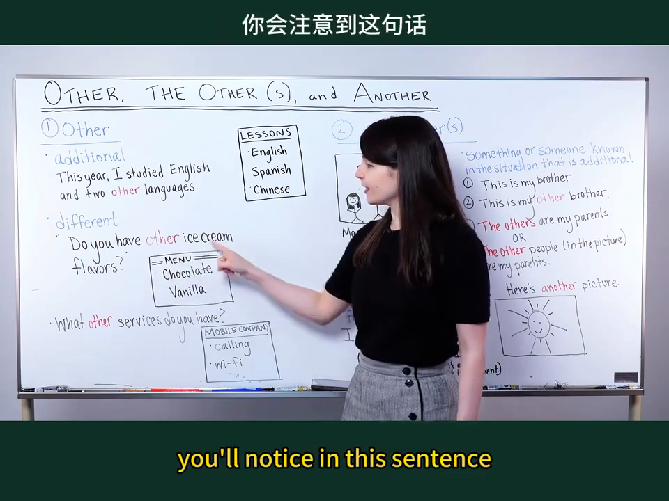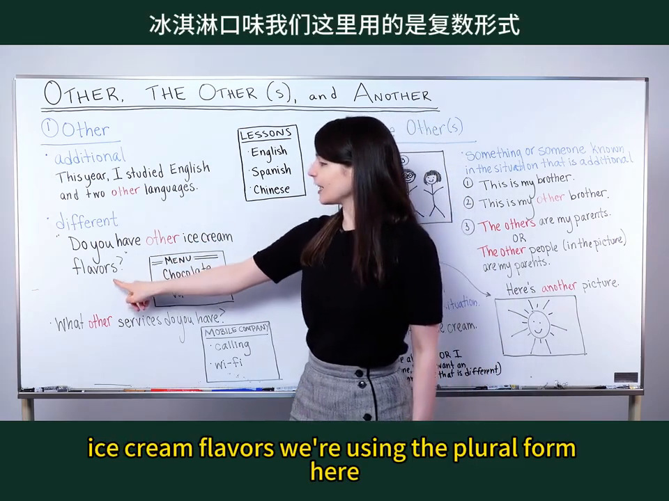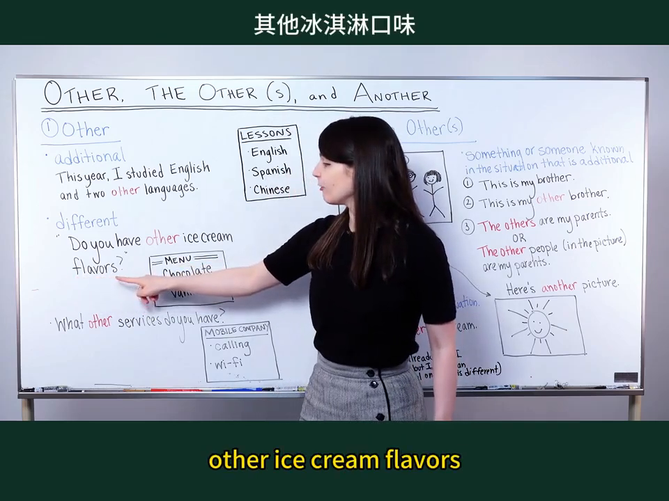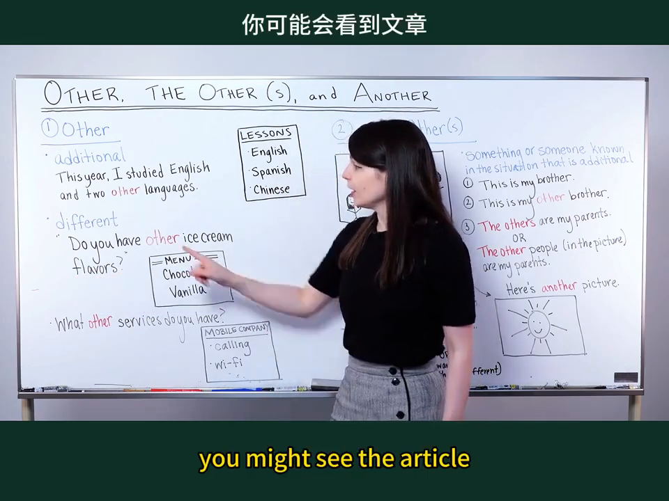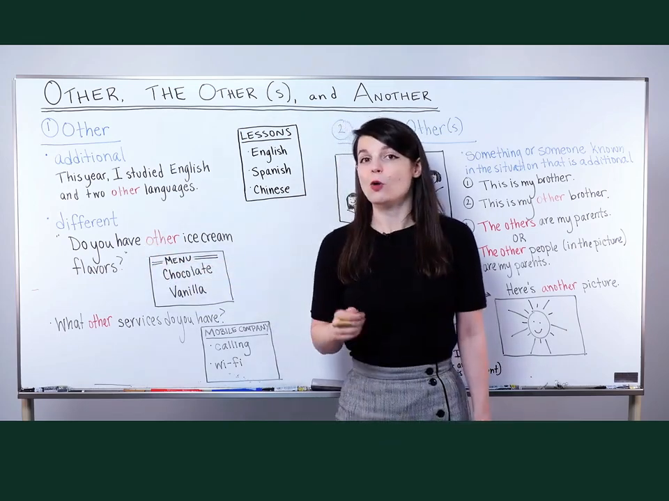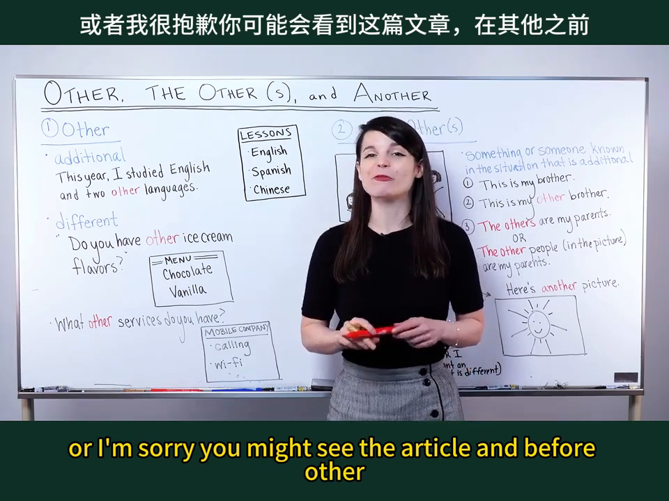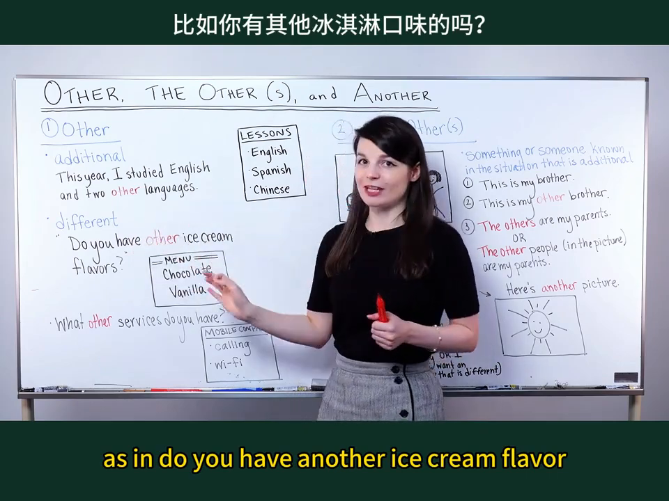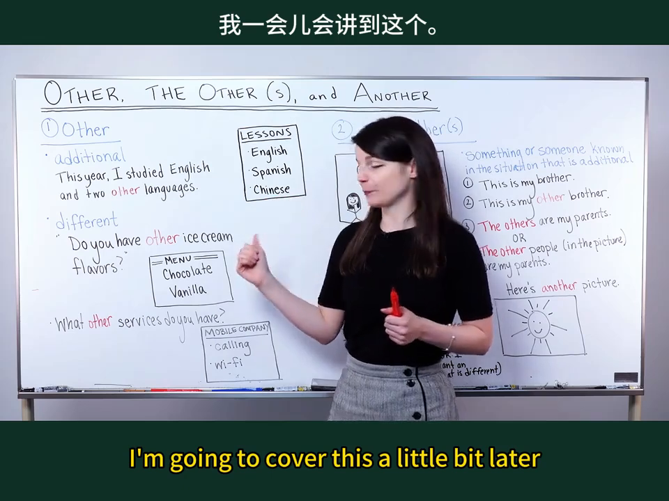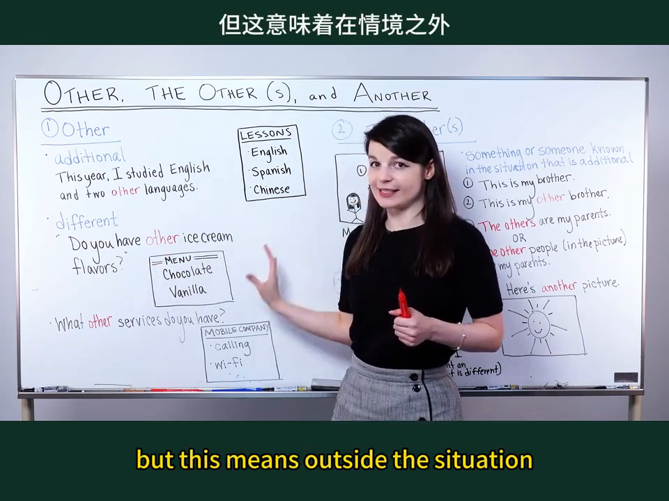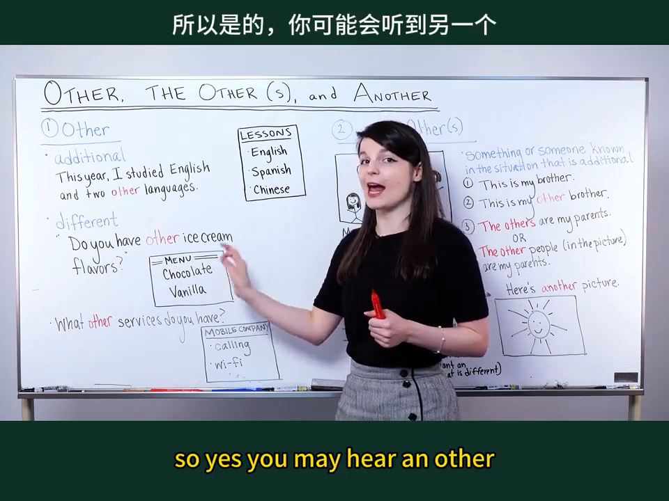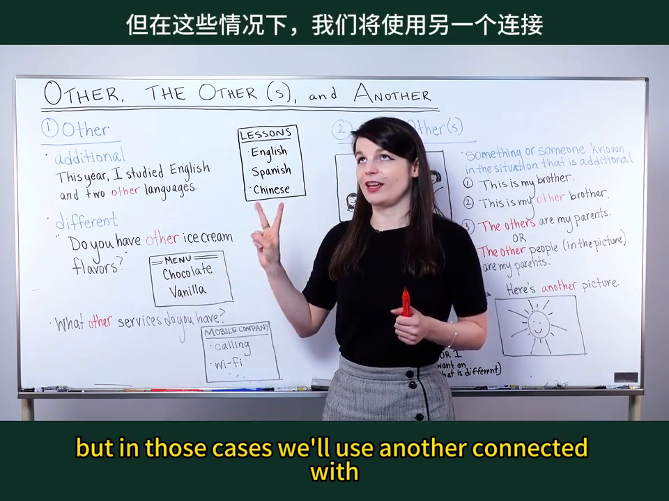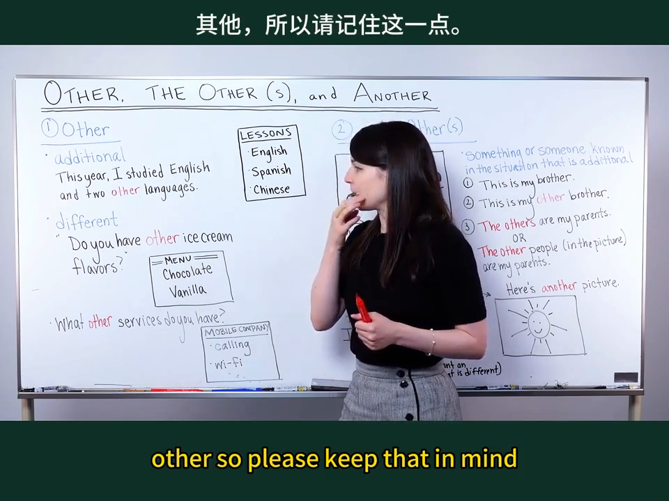You'll notice in this sentence, other ice cream flavors, we're using the plural form here. You might see the article an before other, as in, do you have another ice cream flavor? I'm going to cover this a little bit later, but this means outside the situation. So yes, you may hear an other, but in those cases, we'll use another connected with other. So please keep that in mind.